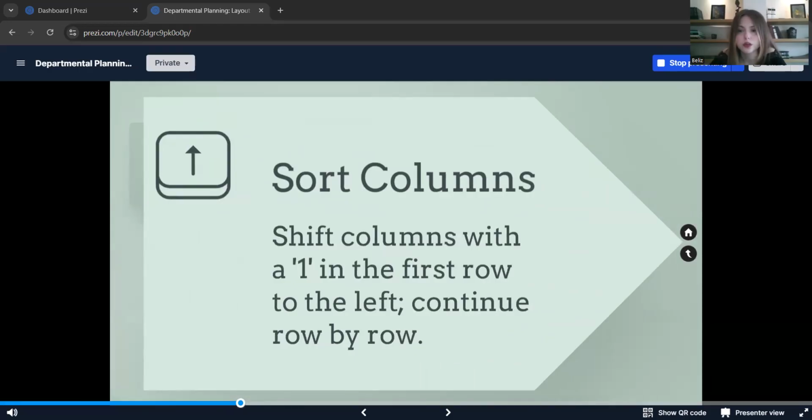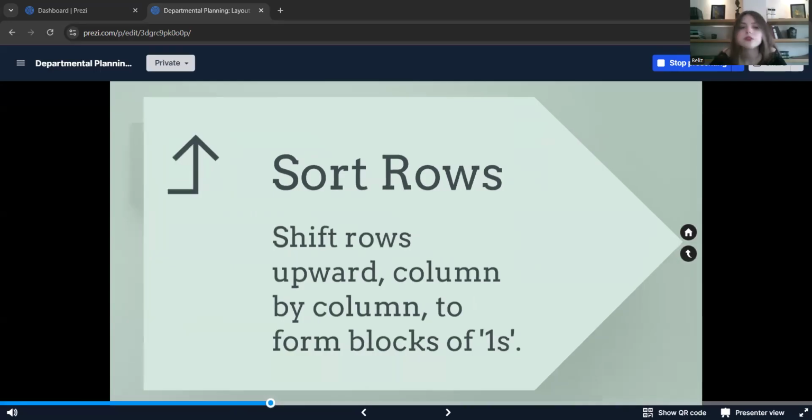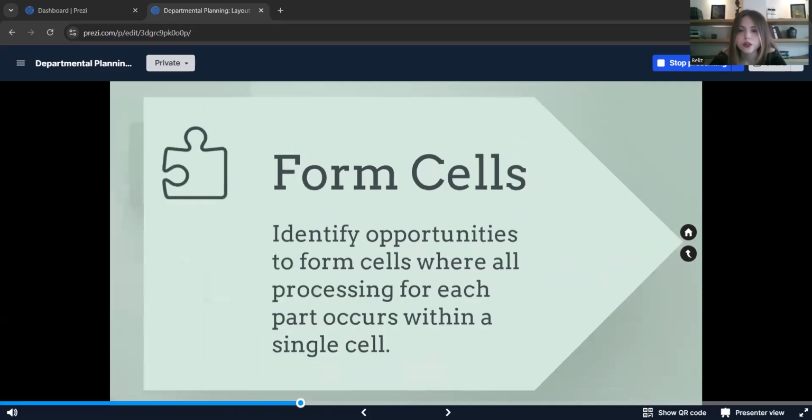Step 2, sort the columns. Shift any column that has a 1 in the first row to the left side, then move to the second row, and so on. This starts clustering the ones together. Step 3, sort rows. Shift rows upward column by column to form blocks of ones. Finally, step 4, identify opportunities to form cells where all processing for each part occurs within a single cell. If some part needs machines from different blocks, you might need to move a machine or split a part.